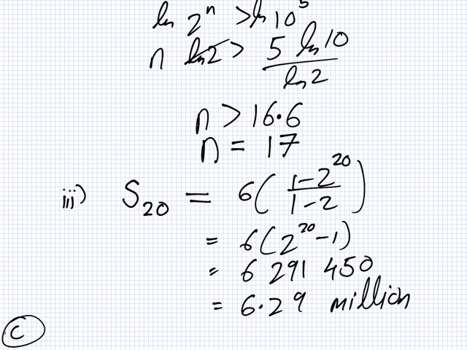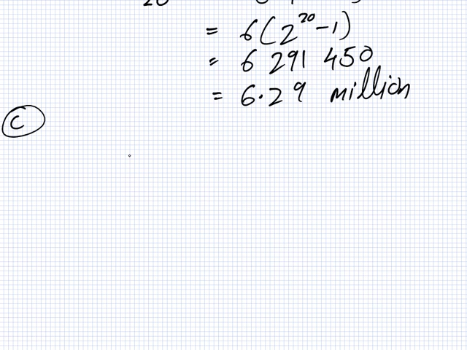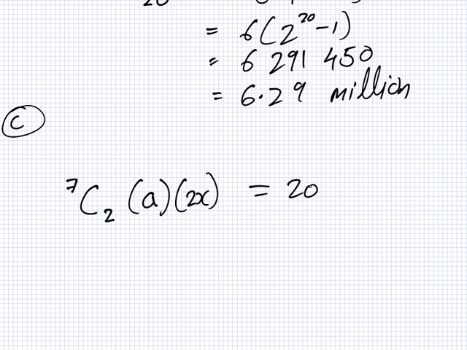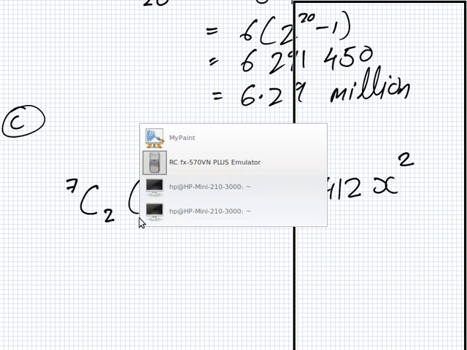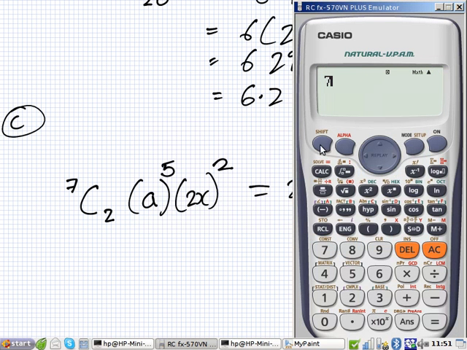Better. Okay. Right, C. What is a? Right, so the coefficient would be 7C2 times a^2 times 2x equals 20412x squared. So this has to be squared, which means this has to be 5. What is 7C2? And that's 4.